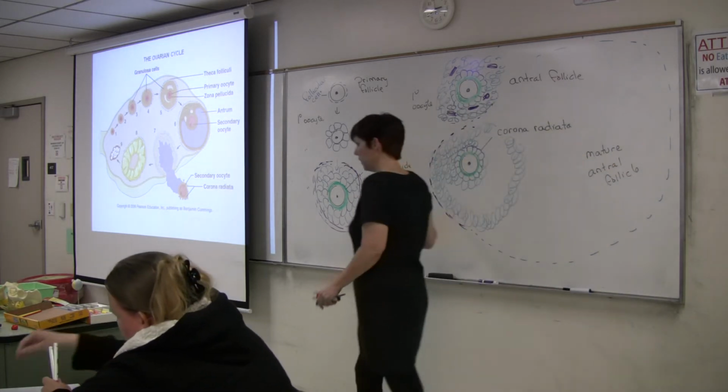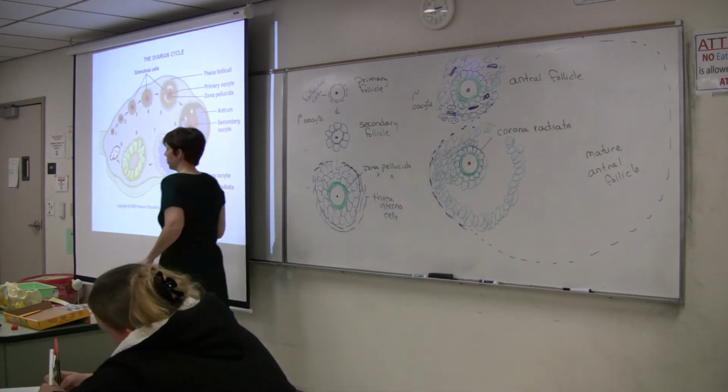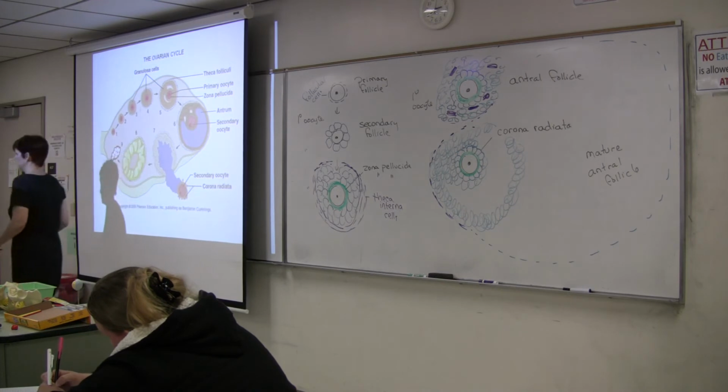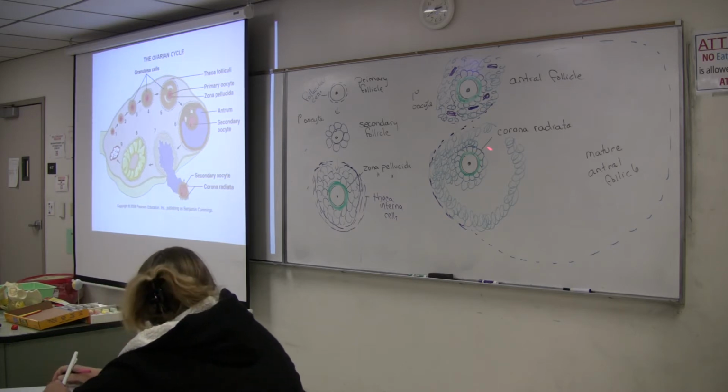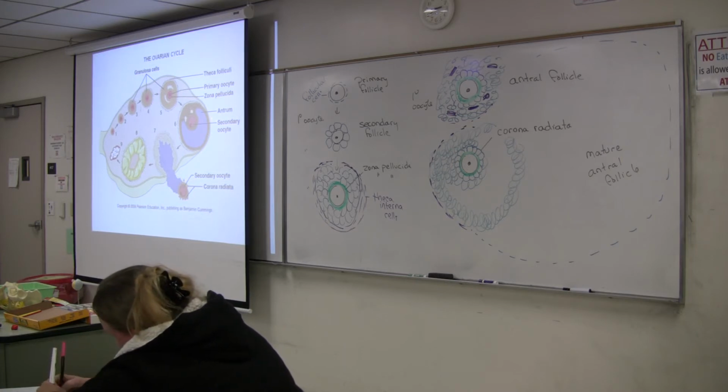Finally, there's so much fluid in there, under such pressure, that it ruptures. So a Graafian follicle is an old name I don't use. I just call it a mature antral follicle. And it finally ruptures and releases the egg and the zona pellucida and the cluster of cells. It's at this time that we see that first meiotic division, and we form the first polar body, all right?